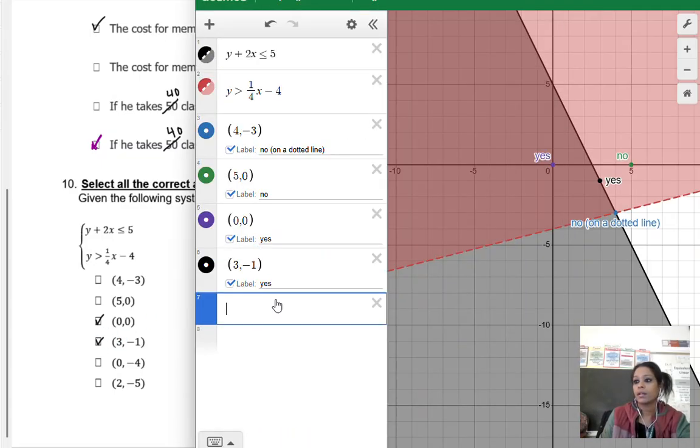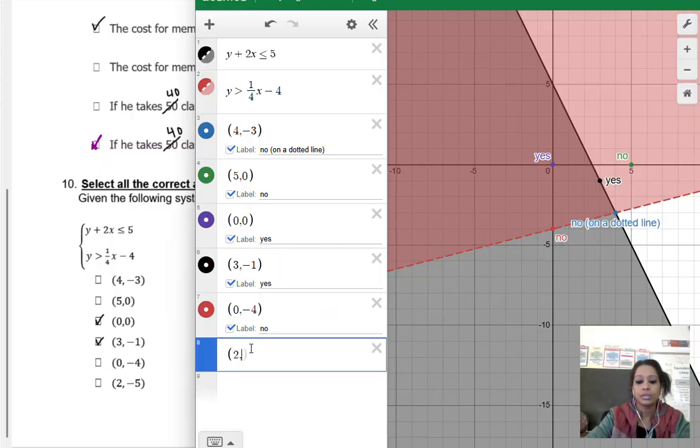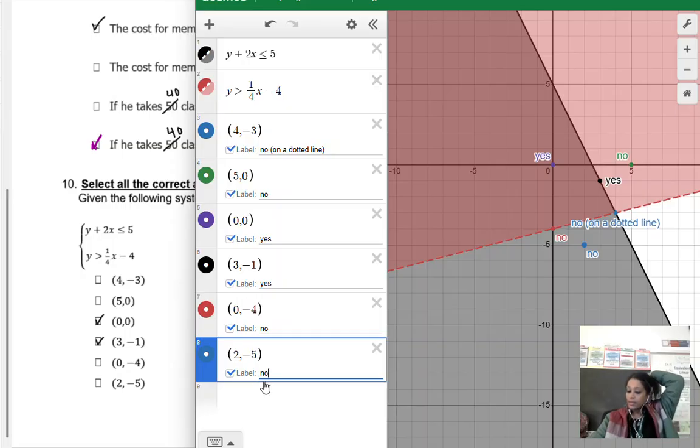Okay, two more. Where is it? Oh, it's right here. No, because it's on a dotted line. Okay. And then the last one, 2, -5. Nope, because it's not in the double shaded part. It's right here. This is also a no. Okay. There you go. That's it.